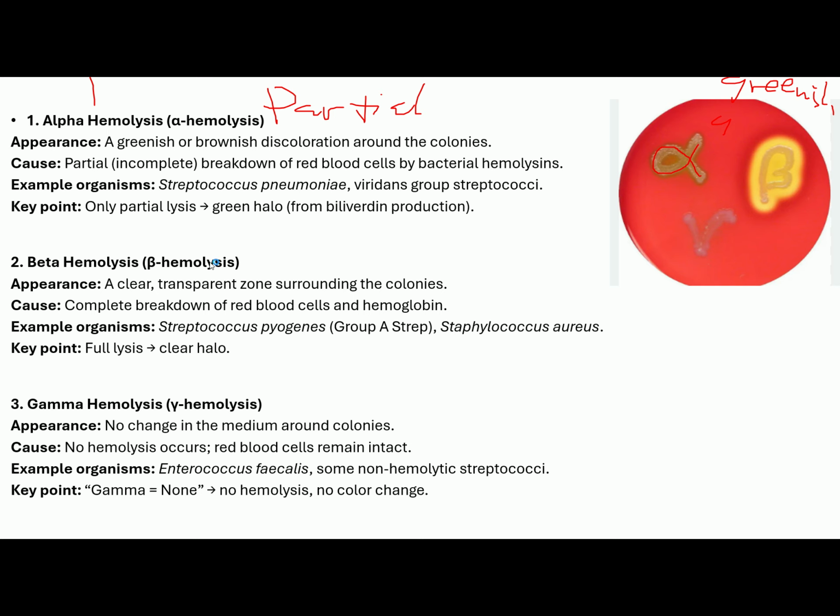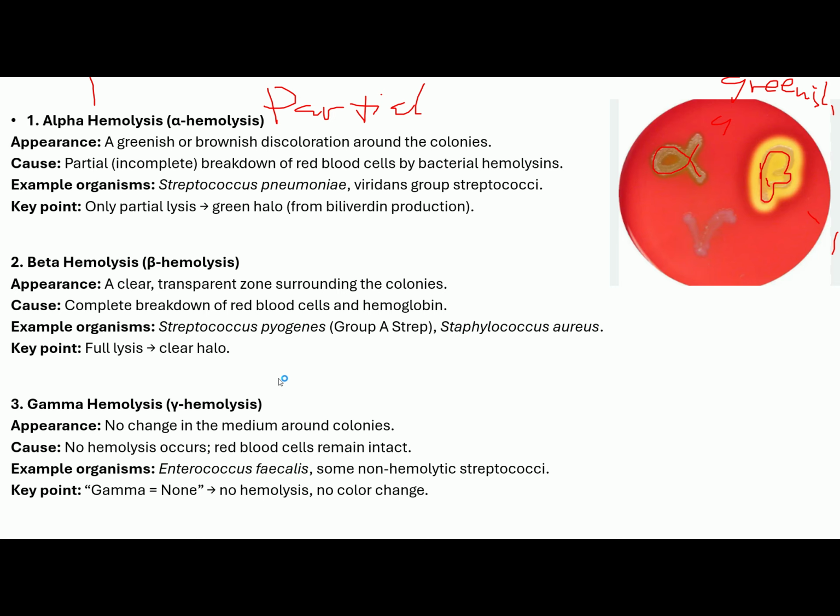So if it's beta hemolysis, it produces a clear, transparent zone surrounding the colonies. Complete breakdown of RBC. Most common example is your group A strep, S. pyogenes and S. aureus. Full lysis would produce a clear halo. If you take a look at this picture, these are the colonies. Surrounding the colonies is a clear zone, meaning nawala yung mga red blood cell dito sa part because there was total breakdown.